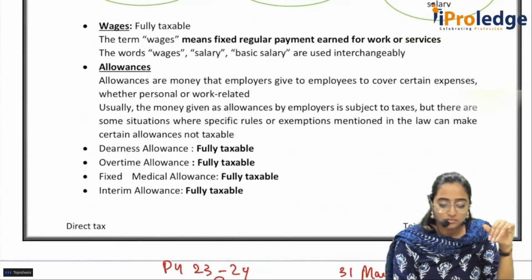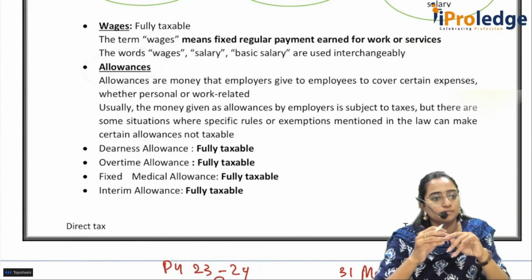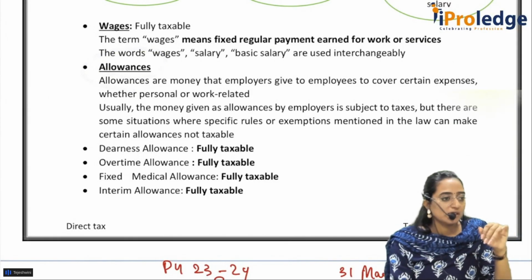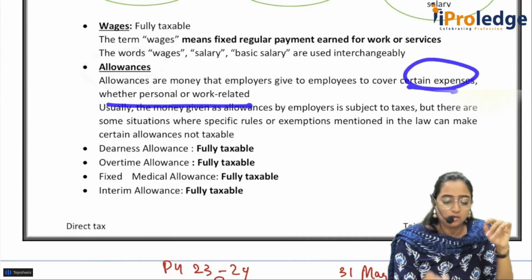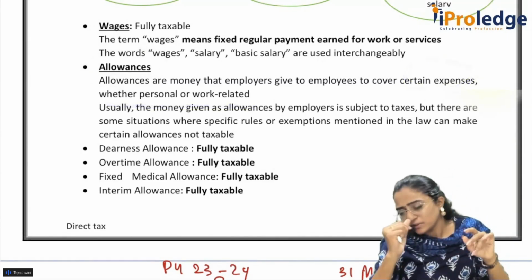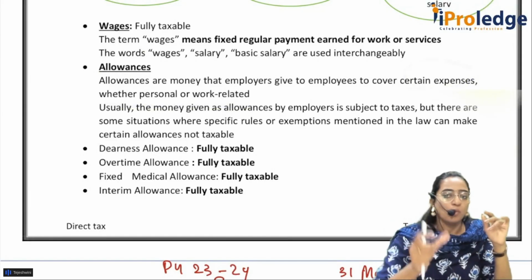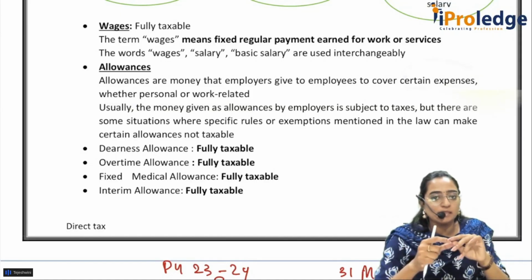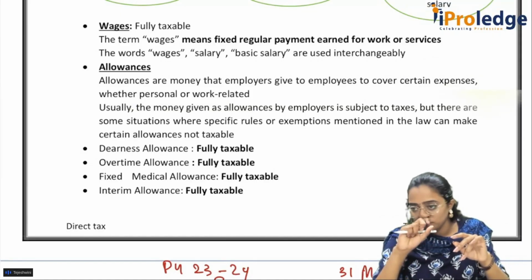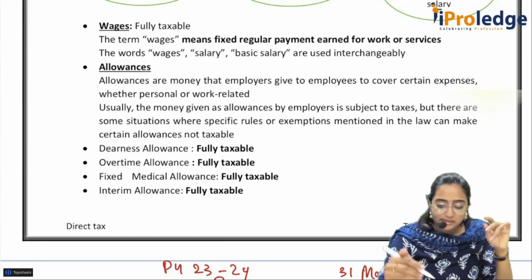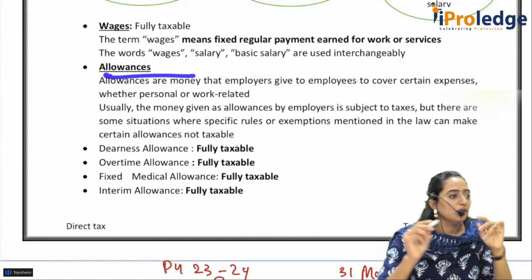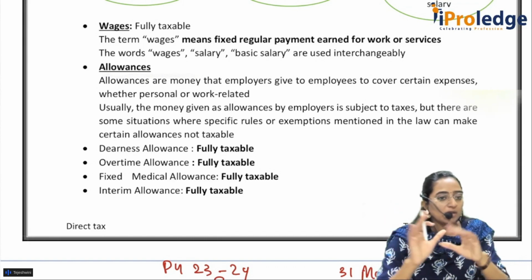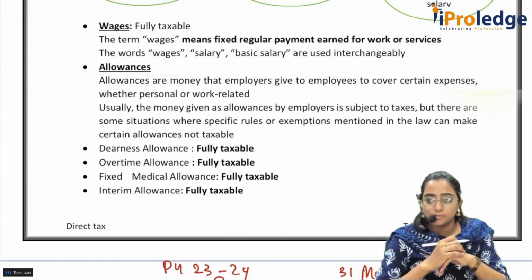Now, allowances. Allowances means it is a benefit which is given either to cover expenses or for personal work or something related. It is very simple here. A fixed monetary amount which you are getting every month would be considered as allowances.